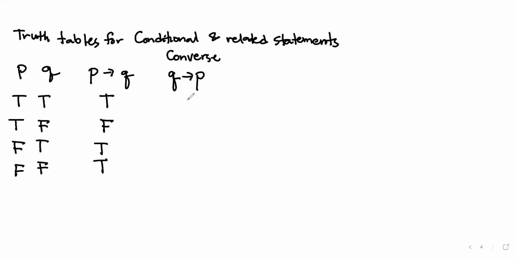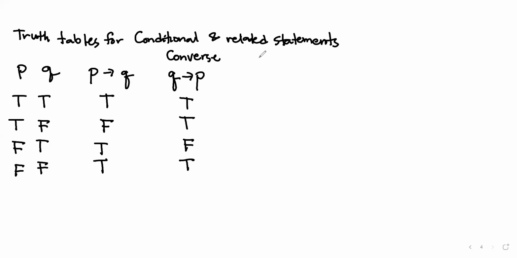And when we get Q implies P, this is the converse. True implies true, that is true. False implies true, that is true. True implies false, that is false. False implies false, that is true. So we've noticed that P implies Q is not equivalent to Q implies P because they have different truth values.